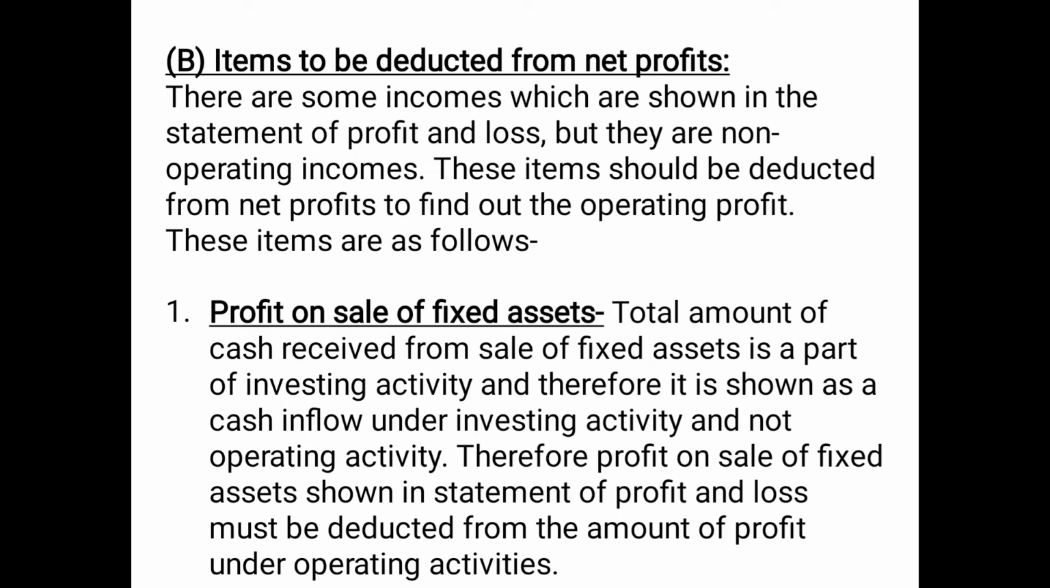Number 1, profit on sale of fixed assets. Just like loss, there can be profit also on sale of fixed assets. And again, the same repetitive point, selling a fixed asset is not the normal operating business activity of a company. So in that case, any profit arising out of that must have been added to the profit in the statement of profit and loss. But while calculating the cash flow from operating activities, we need the operating profit.